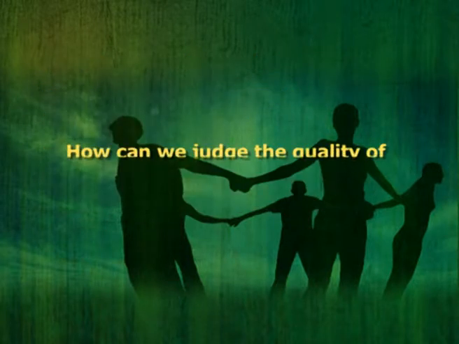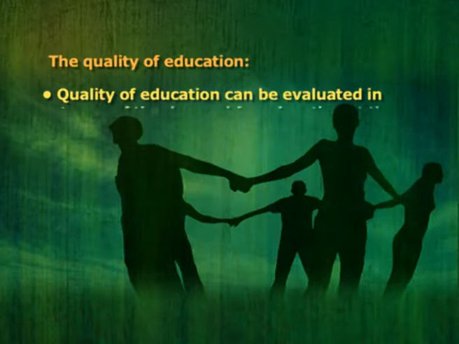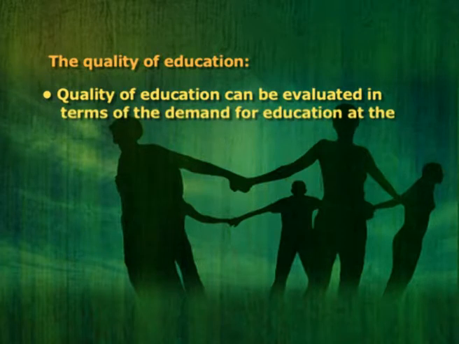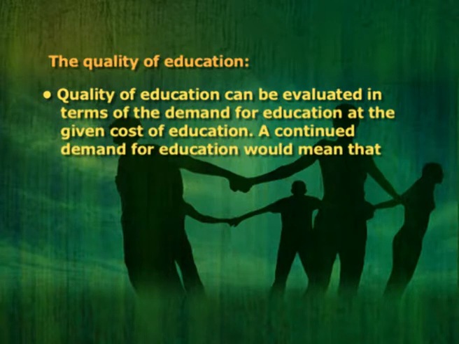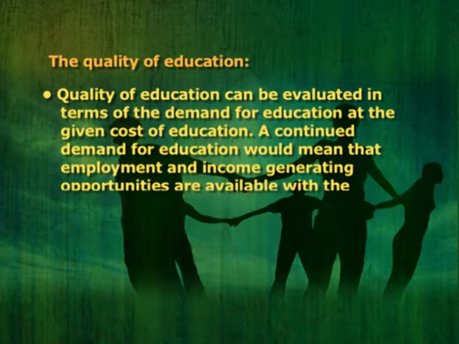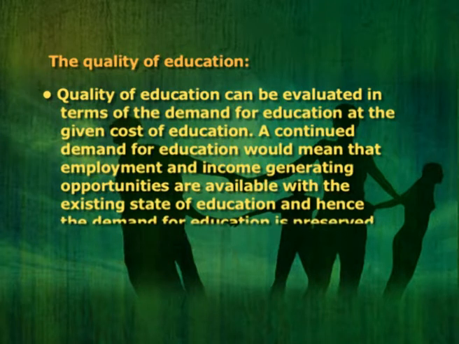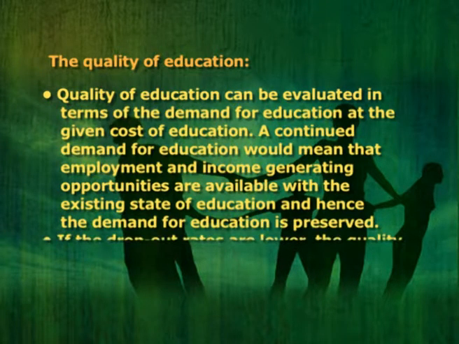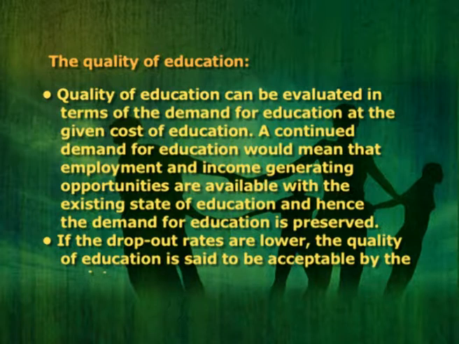Now, how can we judge the quality of education? Quality of education can be evaluated in terms of the demand for education at the given cost of education. A continued demand for education would mean that employment and income generating opportunities are available with the existing state of education, and hence the demand for education is preserved. If the dropout rates are lower, the quality of education is said to be acceptable by the society.